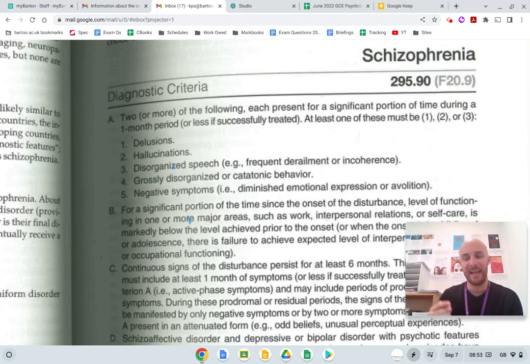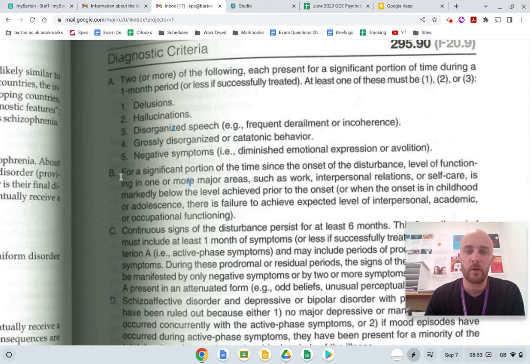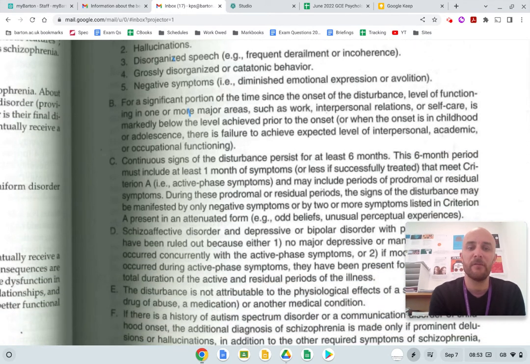Avolition is a lack of goal-oriented behavior. So, you can't be bothered to do anything. You struggle to do anything. But again, that looks a little bit like depression, right? So you need two of those for a significant portion of time. I'm not going to read all of this out, by the way, just the main bits.